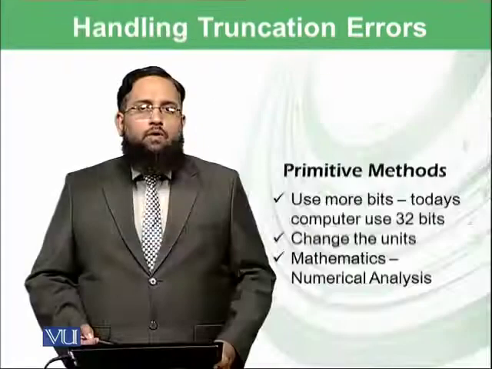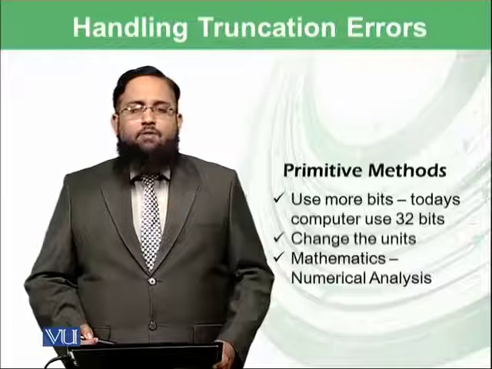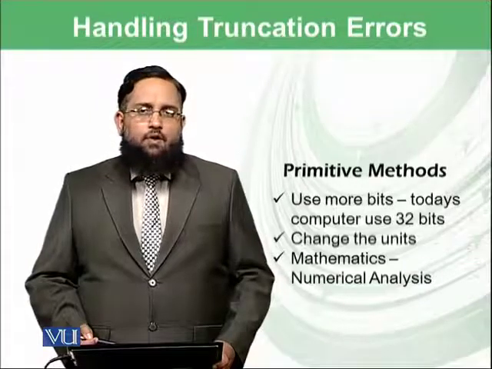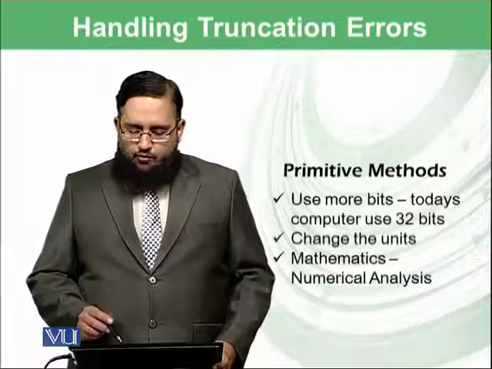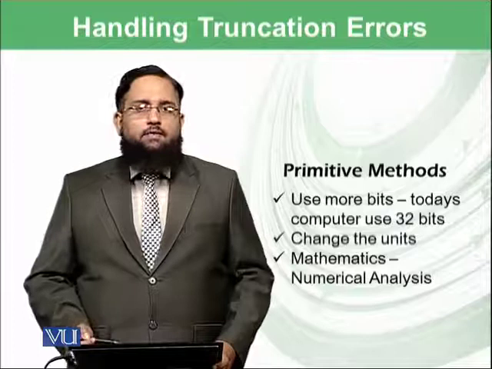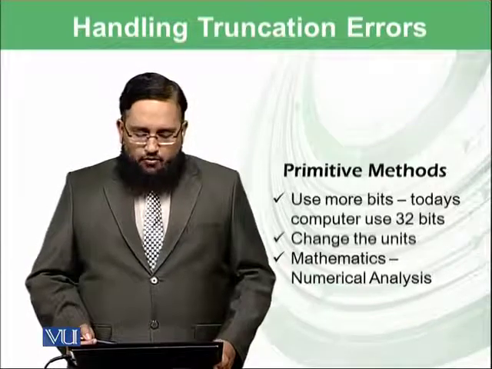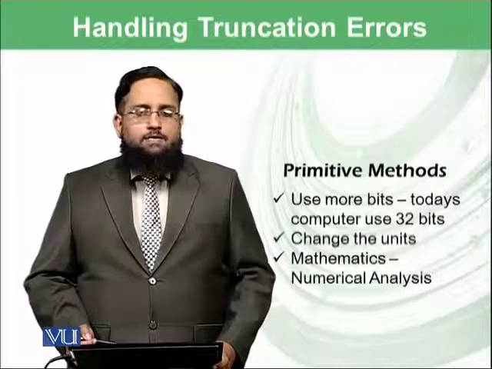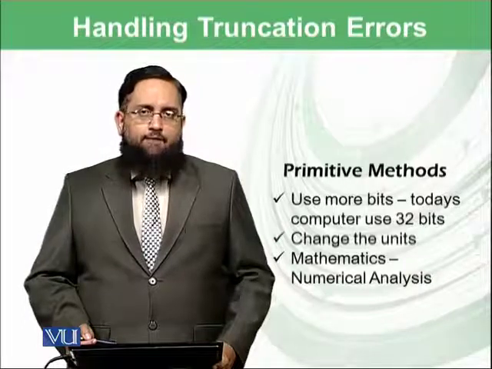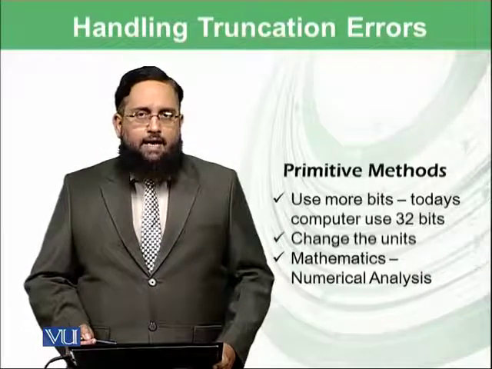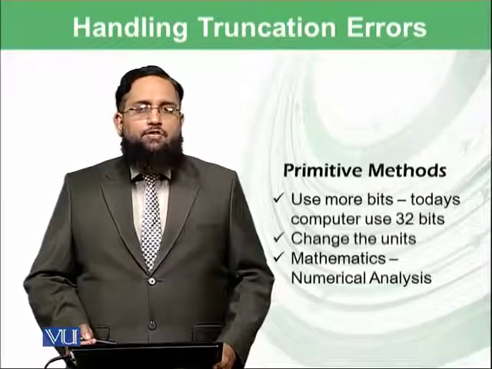So how to handle such truncation errors? There are different methods. One of the methods, which is called the primitive method, is a very easy method, and that says that you use more bits. Today's computers normally use 32 bits rather than 8 bits. So in this scenario, today's computer might not have such a truncation error at first glance as we had encountered. However, there could be a chance that a truncation error still occurs.